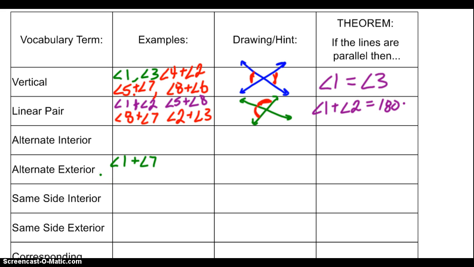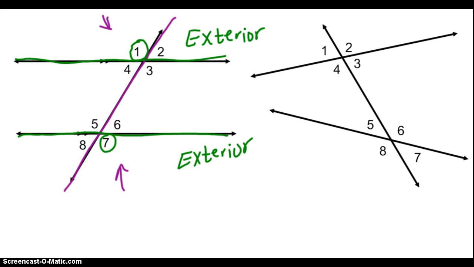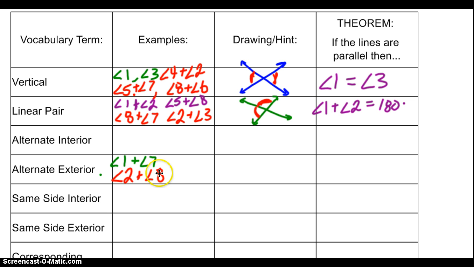We've written that down. Try and pause the video here and see if you can figure out another pair of alternate exterior angles. And hint, there is only one. Hopefully you guessed it. 2 and 8 are also alternate exterior angles because they are on the exterior of the two parallel lines, and they're on opposite sides, alternate sides of our transversal. So let's write those down.